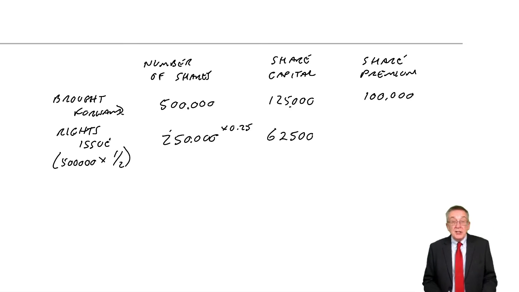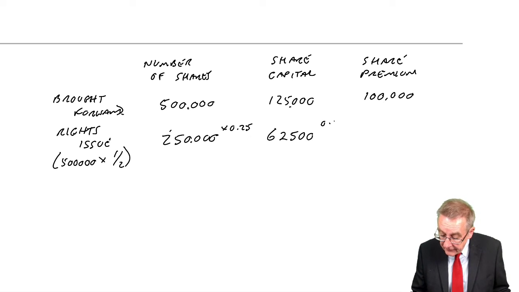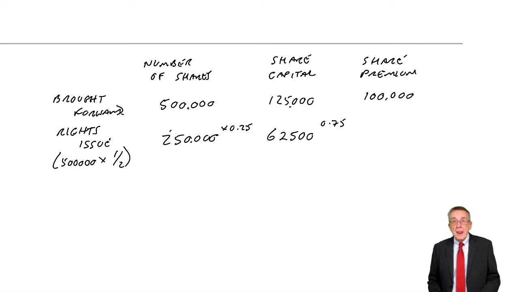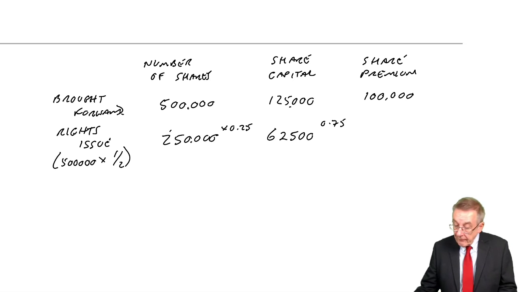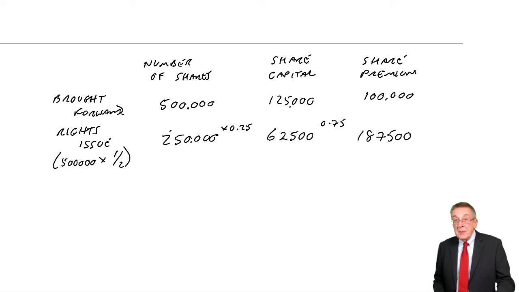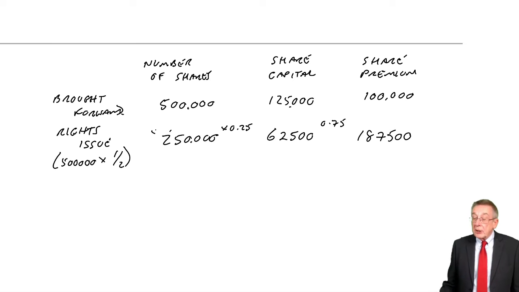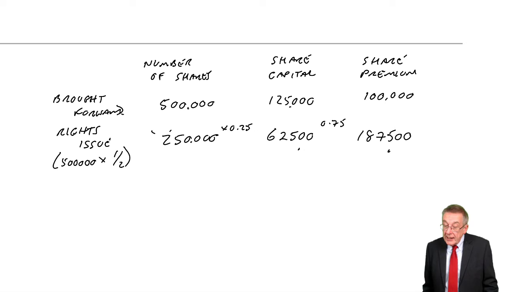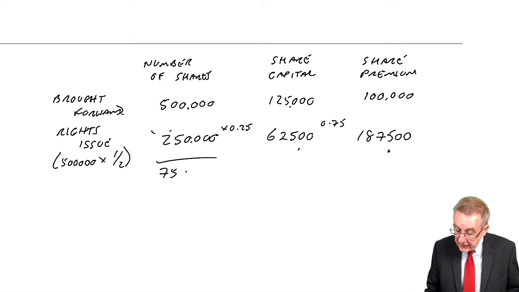However, how much did they pay? They paid $1 per share. And so they paid extra. 25 cents was the nominal value. If they pay $1, the extra is 75 cents. That's the premium. And the premium is credited to share premium. So 250,000 shares at a premium of 75 cents each, 187,500. And check you're happy with that. We issued 250,000 shares. They paid $1 each, so the cash we received was 250,000. We credit share capital with that much, share premium with that much. The total we're crediting is 250,000. So how many shares are now in issue? 750,000.